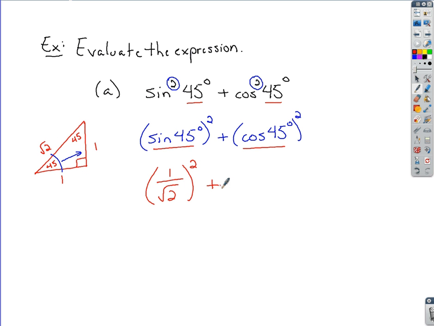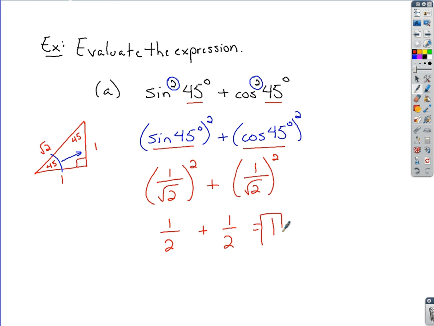Now for cosine, that's going to work out to be the same thing, right? Because cosine adjacent here is 1, hypotenuse root 2. Cosine is adjacent over hypotenuse. If we're trying to evaluate this, squaring the fractions that we have, we would square our numerator to get 1. Square our denominator, which has that root in it, and get 2. Same thing over here. And what's our answer come out to be? 1.